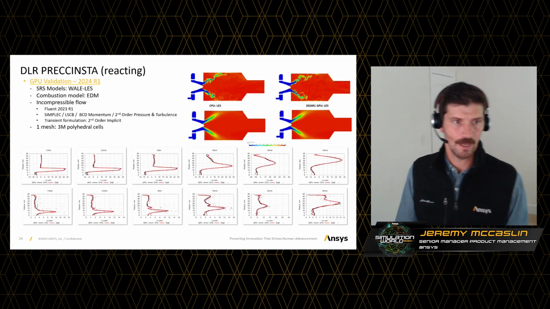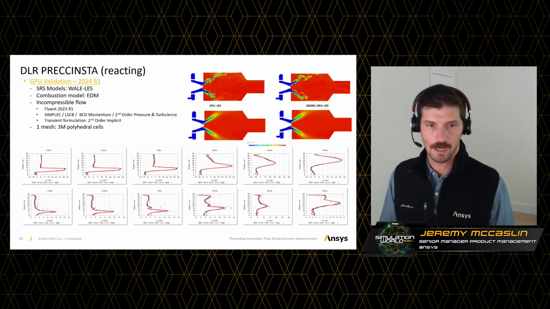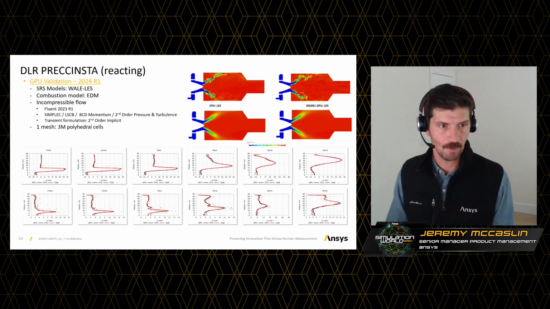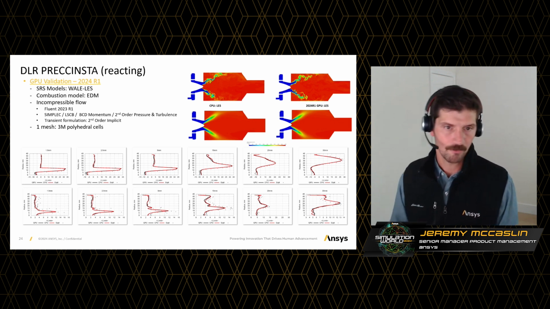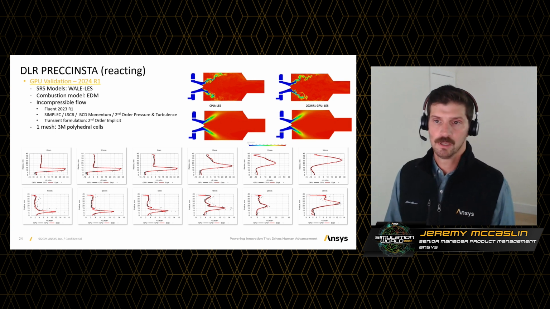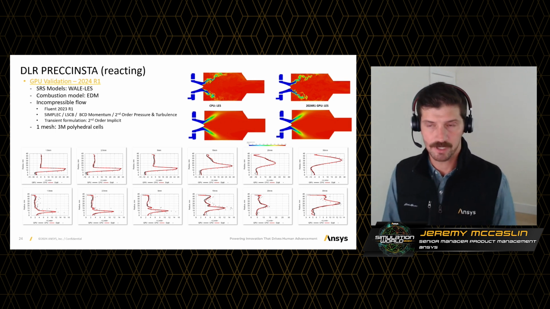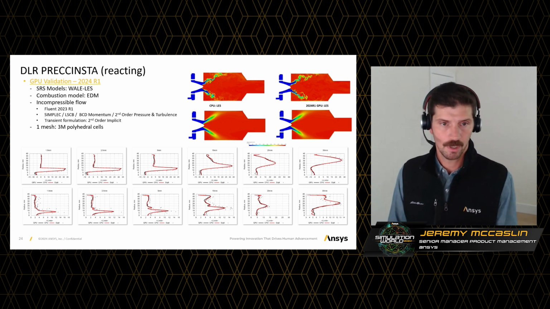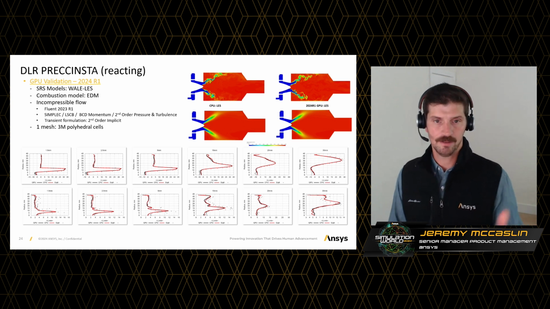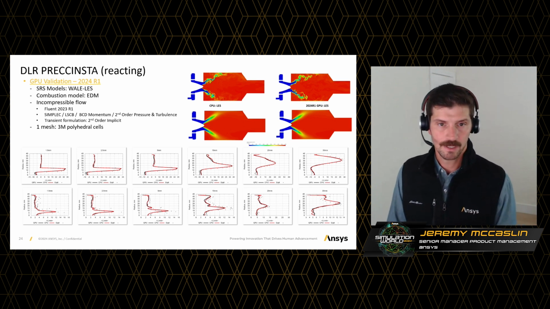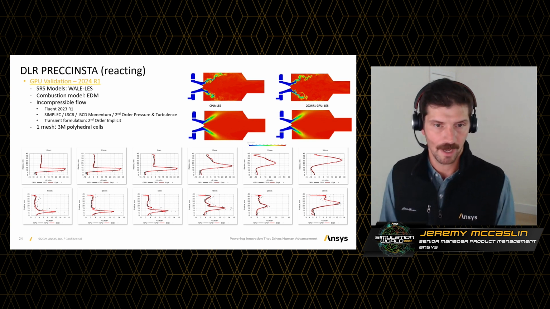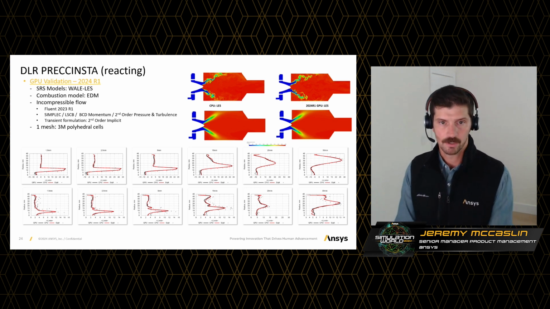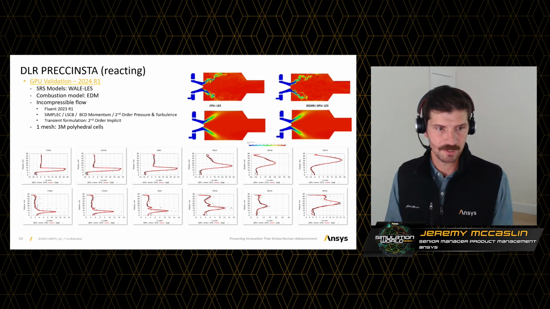Here we're looking at the DLR combustor. So this is a reacting flow example. If you look in the top right, you'll see qualitative comparisons between the instantaneous result on the top and the time average result on the bottom. The CPU result is on the left and the GPU result is on the right. You can see really no noticeable differences there.